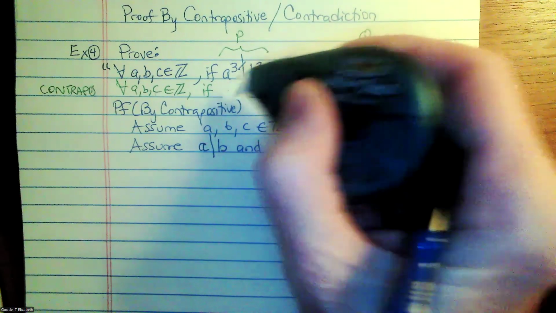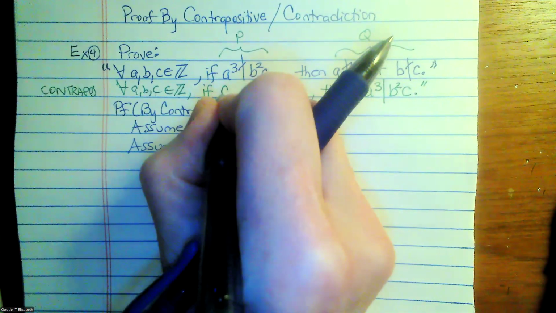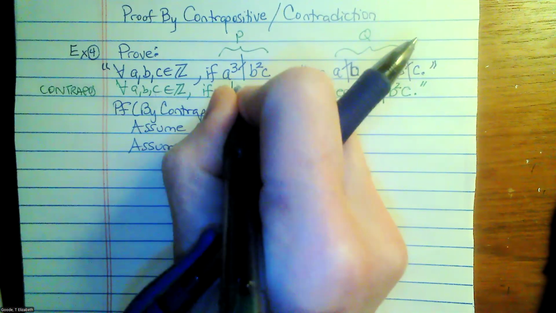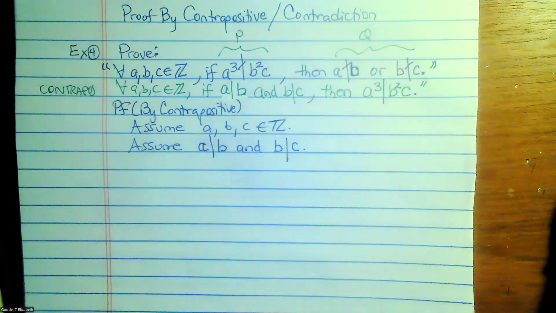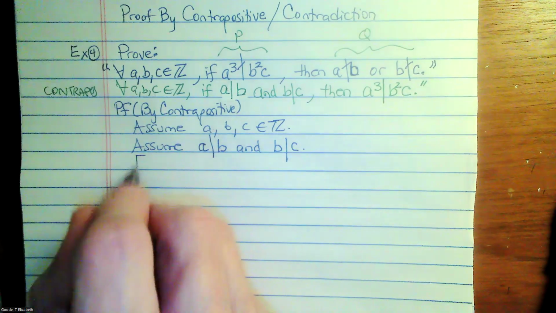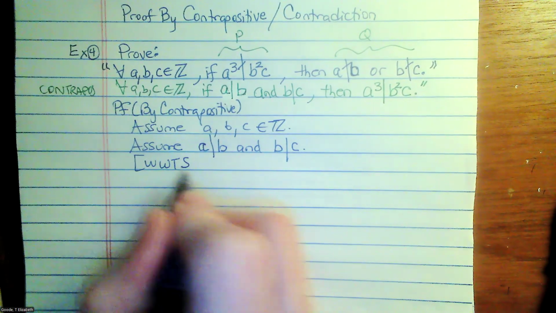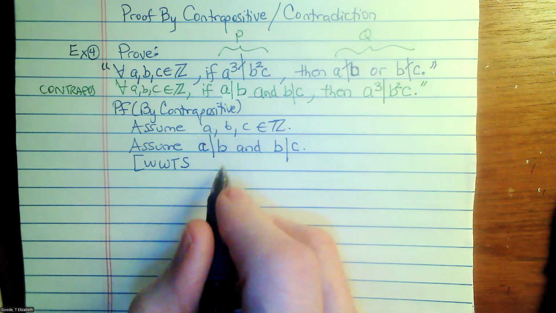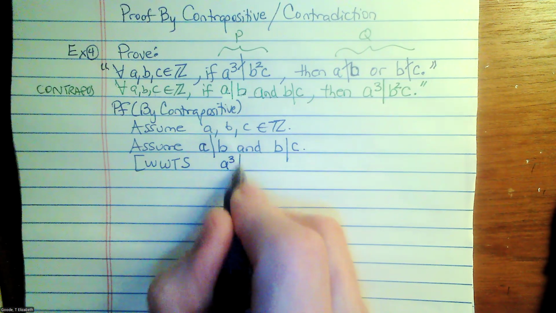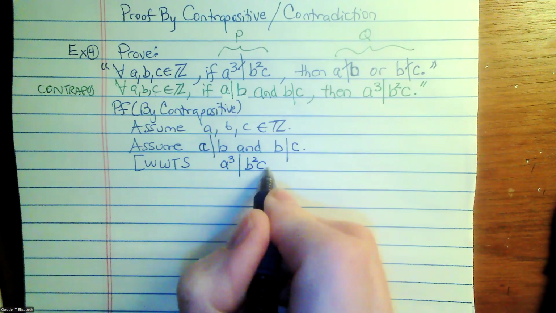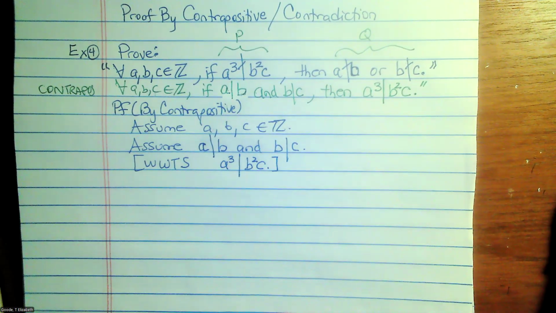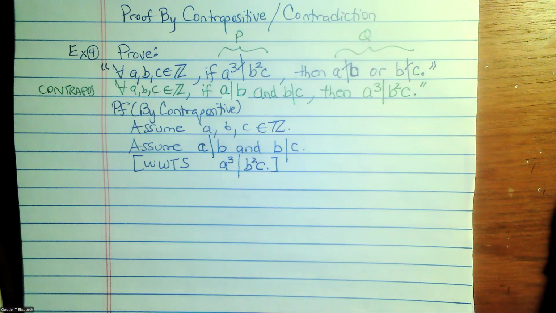We could probably prove them both, but I like this problem better. So what do we wish to show? We wish to show that A cubed divides B squared C. All right, so we're all set up. We know what we've got and we know what we wish. So what do we do now?